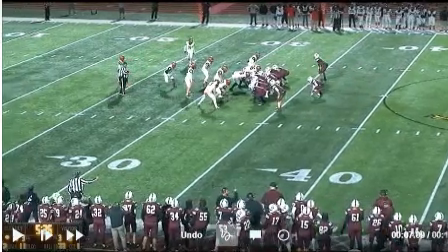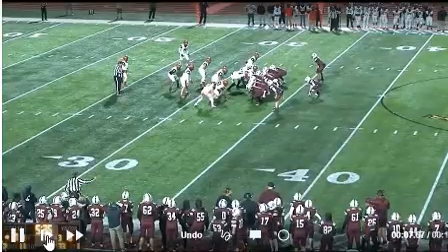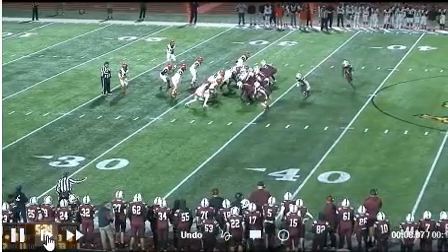It's a very subtle movement by number 20, but he definitely misses the snap count and leaves early.